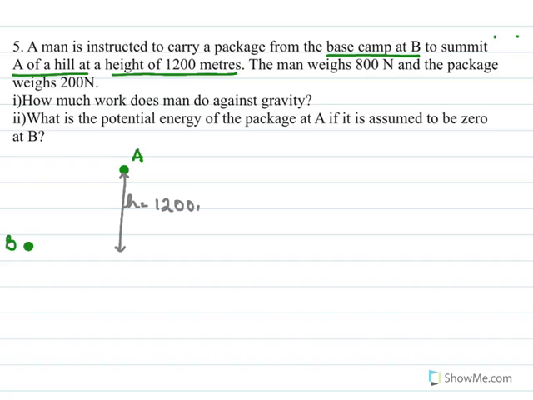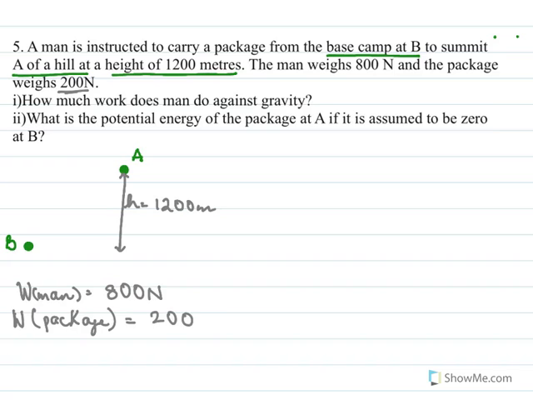is 1200 meter. The man weighs 800 newtons. So the weight of the man, not mass, this is weight of the man, is 800 newton. And the package weighs 200. So weight of the package 200 newtons. The question, how much work does he do against gravity?